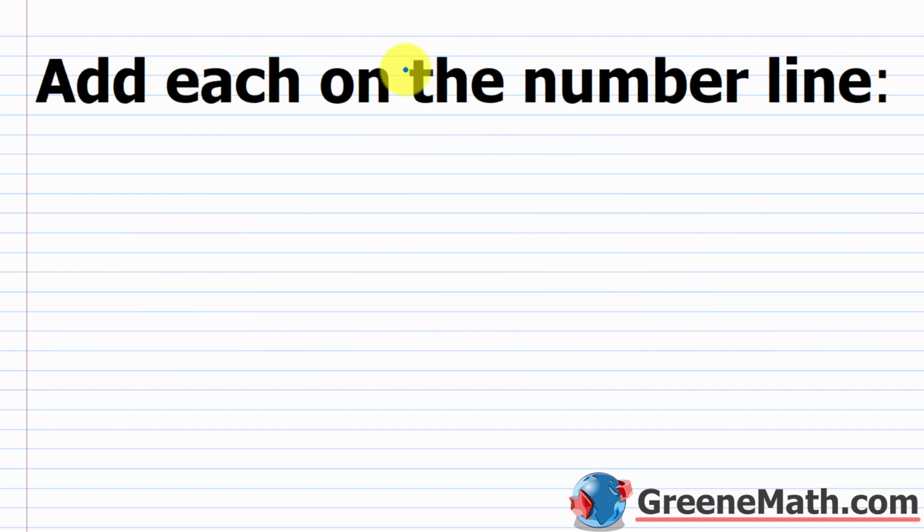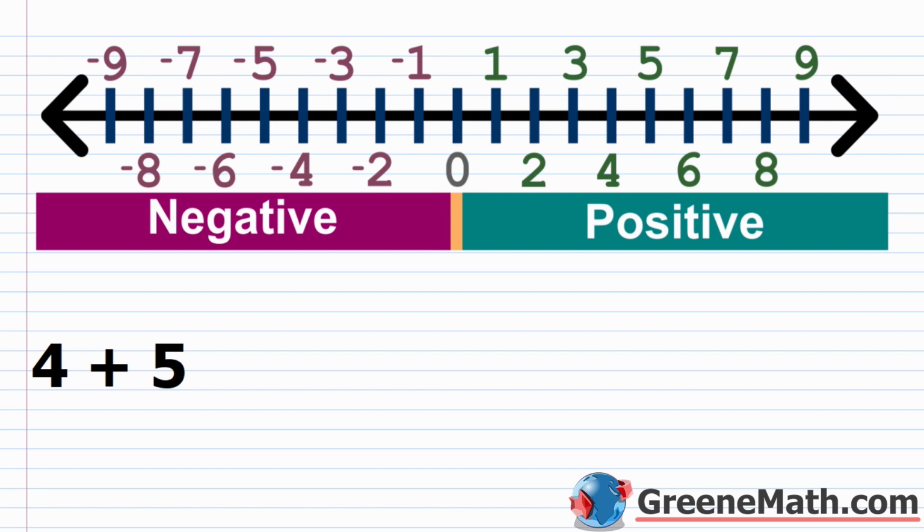We want to add each on the number line. And this is not going to be bad at all. Once you do a few of these, it's really, really easy. Okay, so the first thing is when we look at the number line, remember 0 is not positive and it's not negative. So it is neither. If I look to the right of 0, those are the positive numbers. To the left of 0, those are the negative numbers. As we move to the right, remember numbers are increasing in value. And if we move to the left, numbers are decreasing in value. So it's really important to remember that.